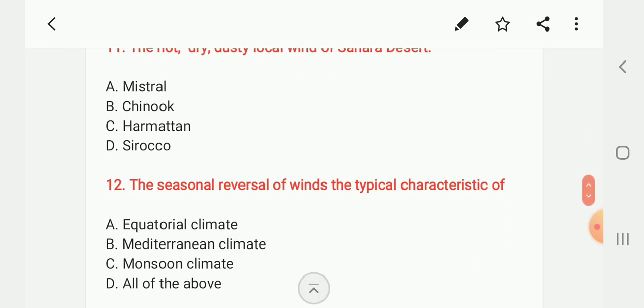Question number 12. The typical characteristic of the seasonal reversal of winds is the typical characteristic of: option A equatorial climate, B Mediterranean climate, C monsoon climate, D all of the above. This will be option C, monsoon climate. Okay, C monsoon climate.